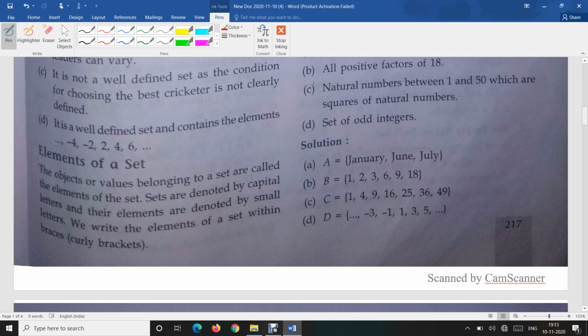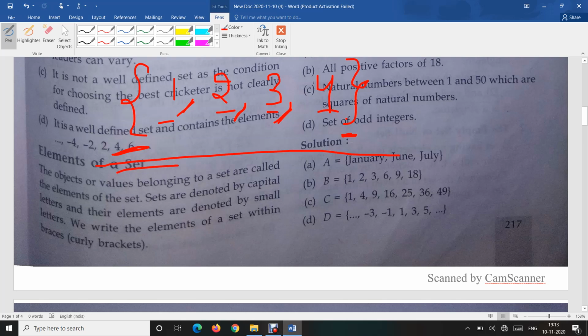Elements of a set. See, suppose you have a set. There is one thing which I have told you, that it starts with a curly bracket and also ends with a curly bracket. Suppose in this set we have 1, 2, 3 and 4. We have 4 numbers in this set, but until we end this with a curly bracket, it is not a set. If we start with a curly bracket and end with a curly bracket, and also these are the elements which are separated by commas, then this is a set.